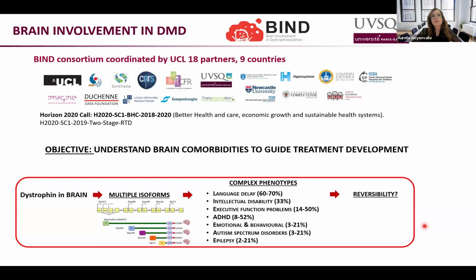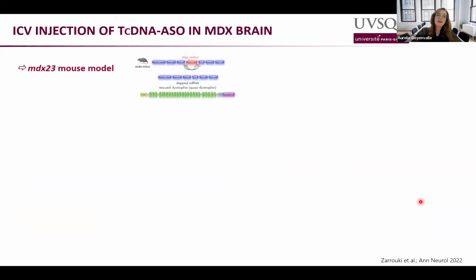There are approximately 50% of DMD patients that present comorbidities, and they include intellectual disabilities, autism, attention deficit disorders. So they can be very variable. And one of the questions was, are these phenotypes eventually reversible? So we initially had worked with the MDX mice that I've presented before, that has this stop codon in exon 23. So this mouse model lacks only the full length, the DP427, in the brain.